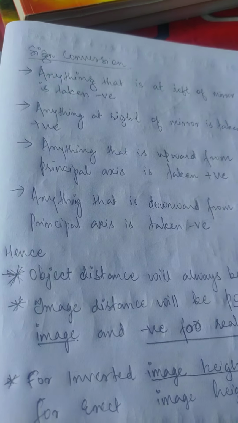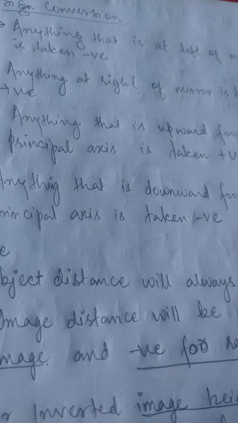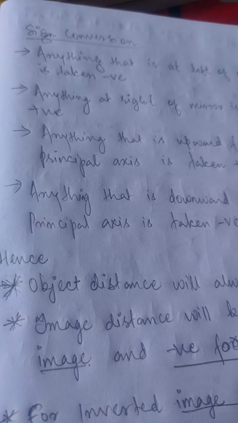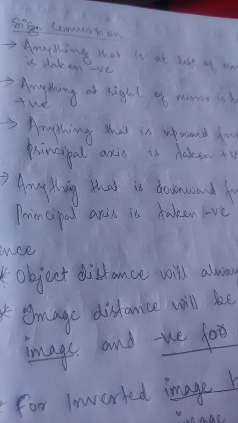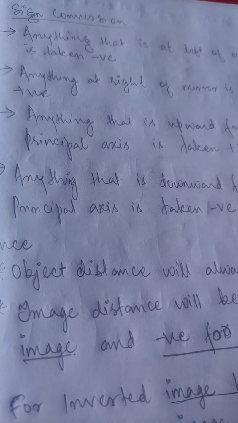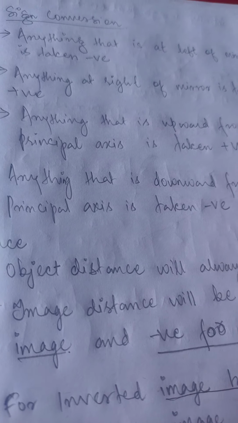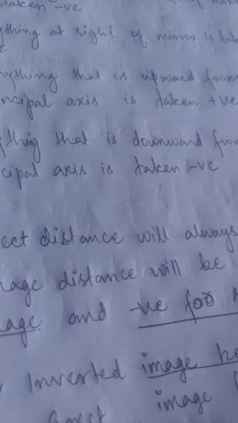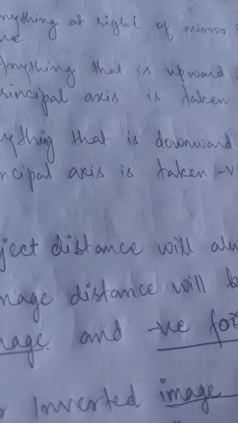All right, students, now coming to the sign conversion. What sign conversion is: there are particular signs allotted when any object is in front of the mirror, or when any image is formed at the back of the mirror. We will be studying the sign allocation.